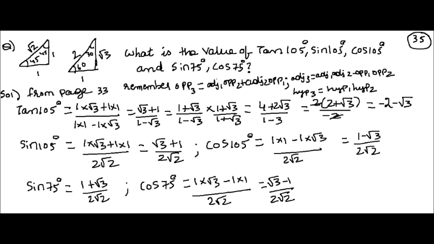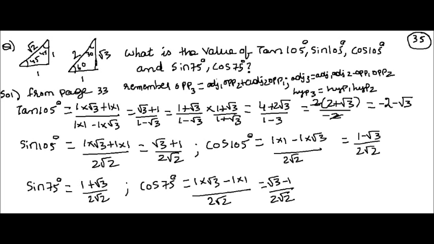Similarly cos 105. The adjacent side of the new triangle is what? The adjacent side is the product of adjacent sides, which is 1 into 1, minus the product of opposite sides, which is 1 into root 3, divided by the hypotenuse 2 root 2. See, again cos 105 is nothing but cos of 45 plus 60 degrees.